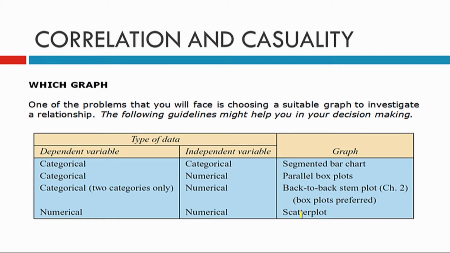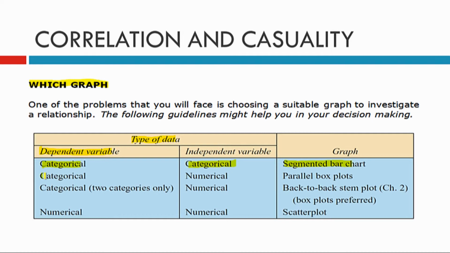The next section, this is 4I as well, is going to be working out which graph we would use. One of the problems that you will face is choosing a suitable graph to investigate a relationship. Following guidelines might help you in your decision making. So if you've got a dependent variable which is categorical and the independent variable which is categorical, you would use a segmented bar chart.